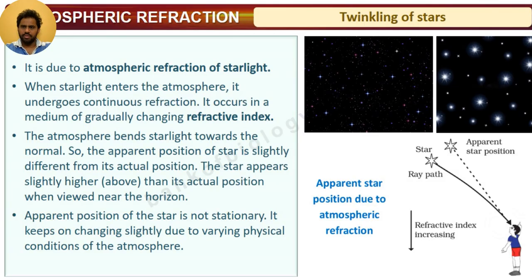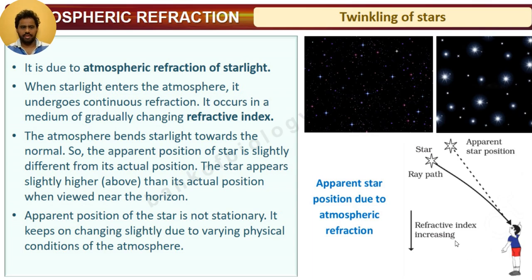Basically, the twinkling of stars is due to atmospheric refraction of starlight. Whenever starlight enters our atmosphere, it undergoes continuous refraction, and it occurs in a medium of gradually changing refractive index. Basically, the refractive index is increasing for the starlight. The atmosphere will bend the starlight towards the normal.